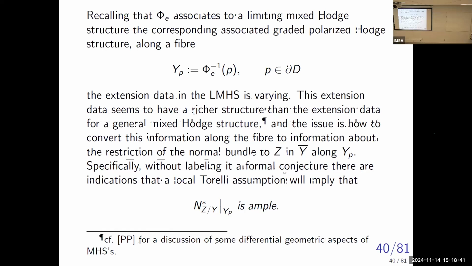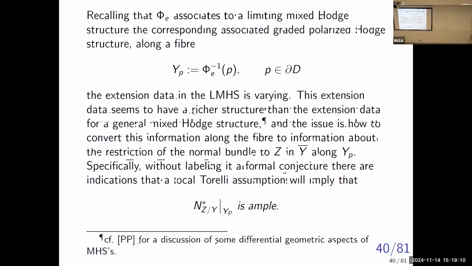And when you have a limiting mixed Hodge structure, you have, of course, the associated graded. So whenever you have a mixed Hodge structure, you have the associated graded. Those are pure Hodge structures. And then you have the extension data. There's a lot of geometry. In fact, in some ways, it's even richer than in the Hodge structures themselves, you have a lot of geometry in the extension data.